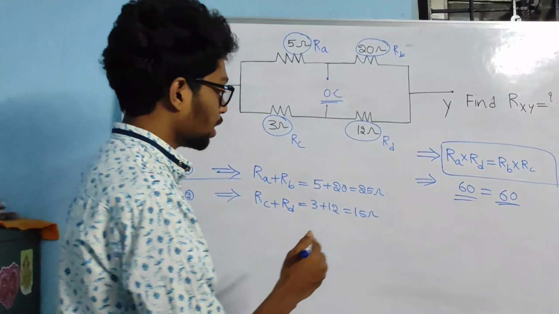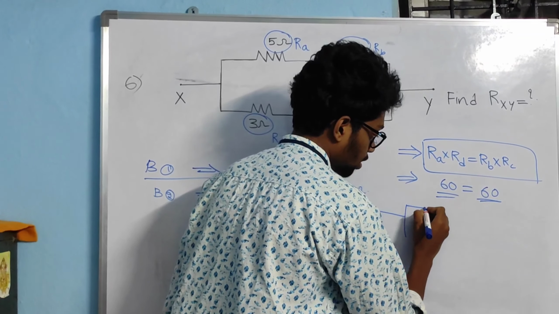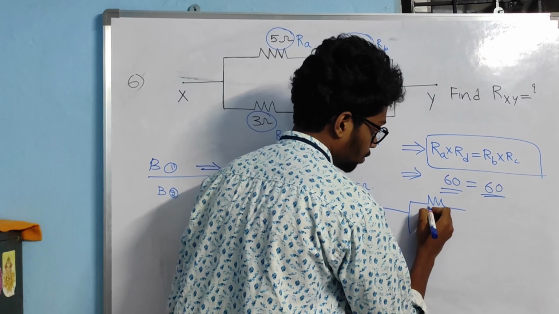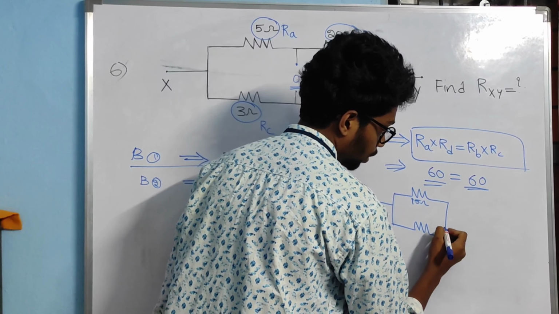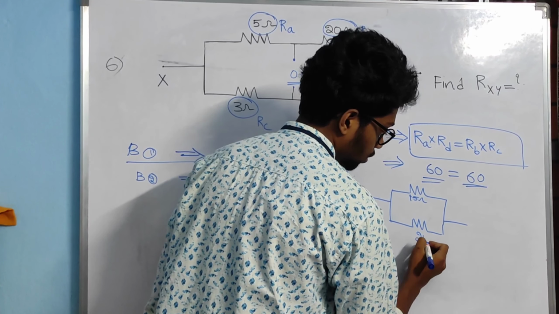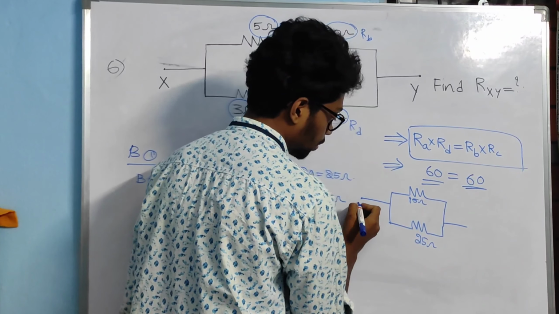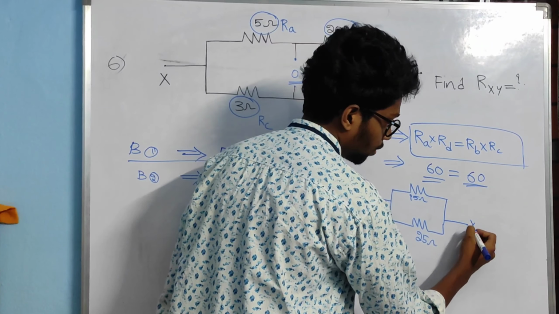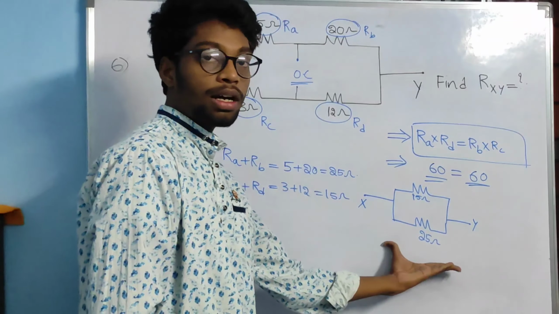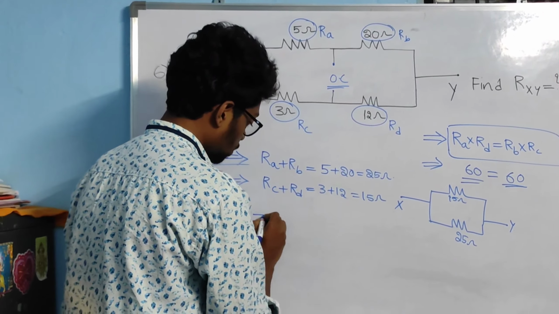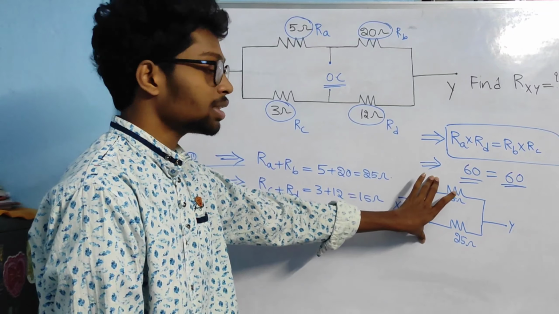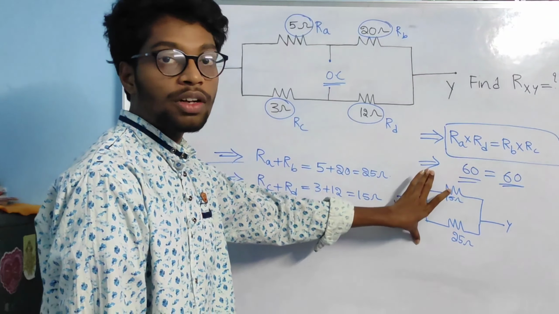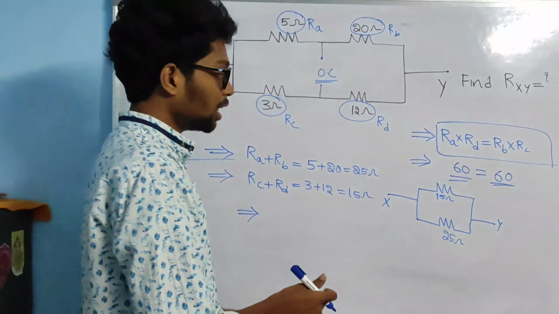I am drawing the equivalent circuit diagram, friends. Here comes the 15 ohms of branch 2 and here comes the 25 ohms of branch 1. This is terminal X and this is terminal Y. We have to find RXY. These two resistors are connected in parallel. We know that whenever two resistors R1 and R2 are connected in parallel, the equivalent resistance is R1 R2 by R1 plus R2. So 15 into 25 divided by 15 plus 25.